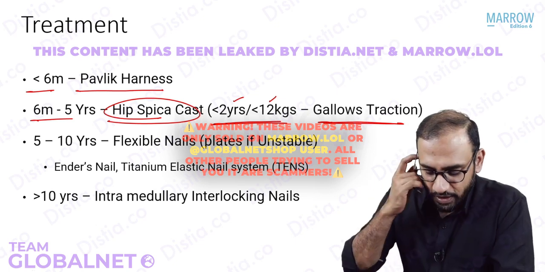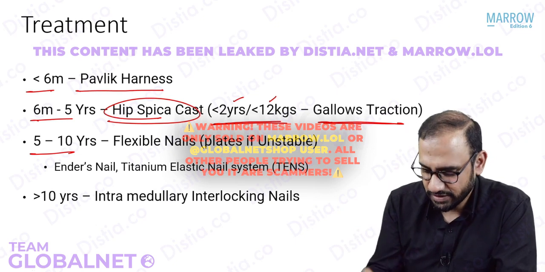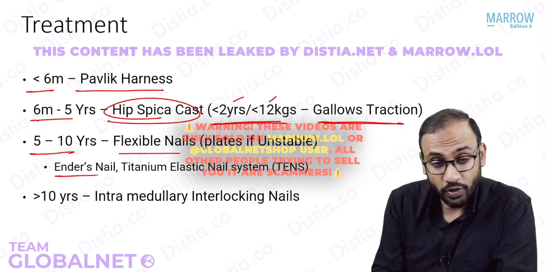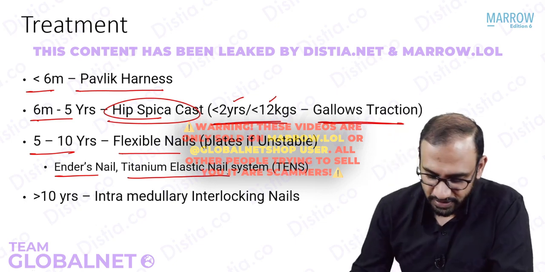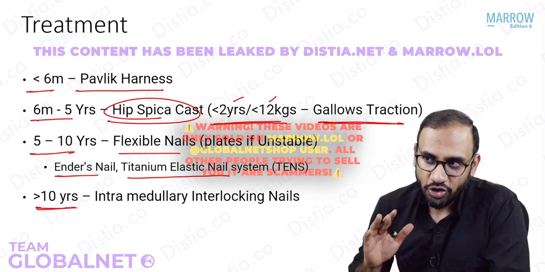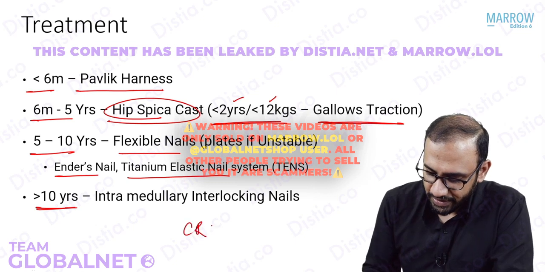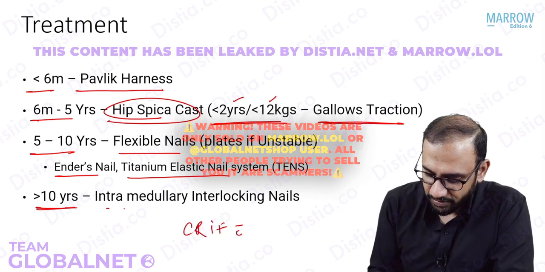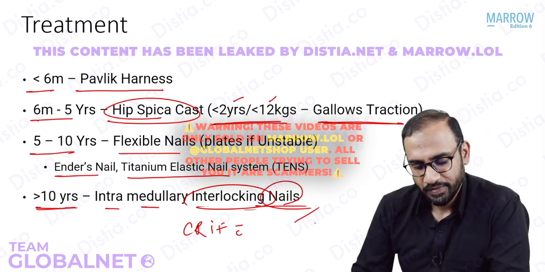I'll show you how. If a child is 5 to 10 years, you use elastic nails, flexible nails. Enders is one variety. Titanium elastic nail is another variety. These are both flexible nails. And in adults, more than 10 years, based on the algorithm of fracture management for a long bone fracture in the lower limb, the treatment would be closed reduction, internal fixation with intramedullary interlocking nails or rods. You know this from the basics. Let me show you the images.